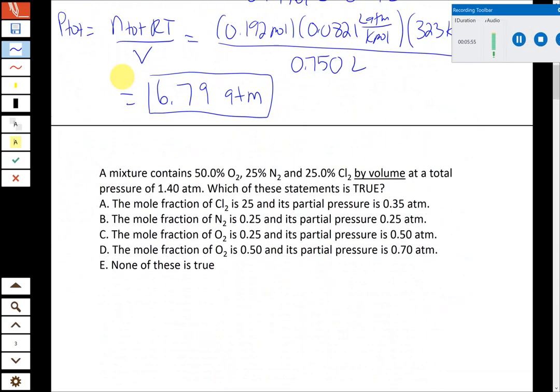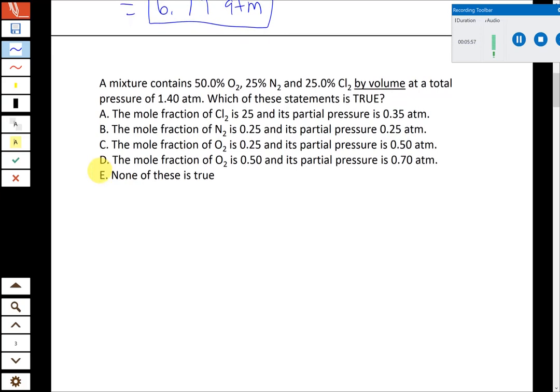All right, the next problem I have is related to this, but this time we're dealing with a little bit different situation. We have 3 gases this time instead of 2, and here we're giving you the percent by volume. What percent by volume means is if you had 100 liters of these gases and you could then separate the mixture into its individual components, you'd get 50 liters of O2, 25 liters of nitrogen, 25 liters of chlorine. So it's a volume percent in this case.